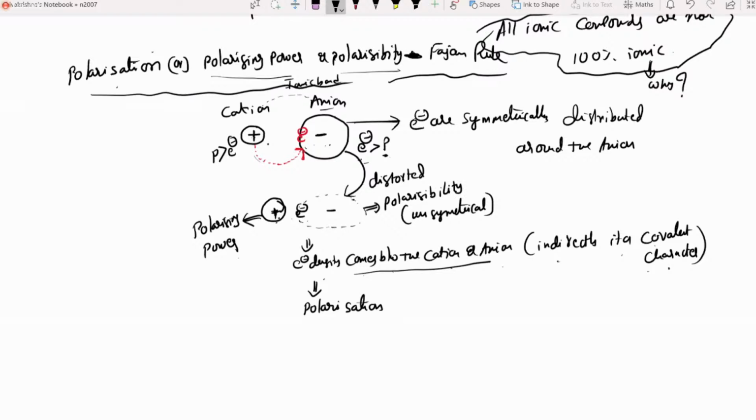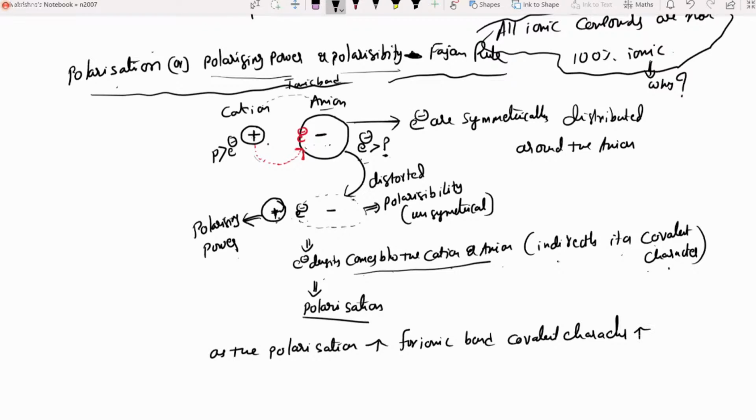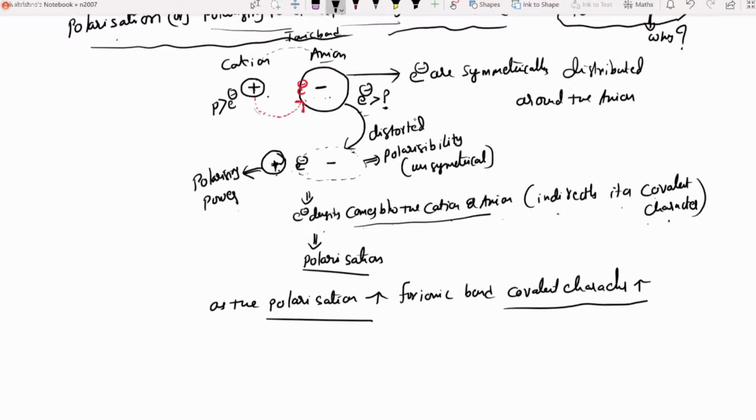So as the polarization increases, for an ionic bond the covalent character increases. Yes or no? Okay? So why do that? Ionic bonds have covalent nature. This is the reason. 100% ionic bond is not there.